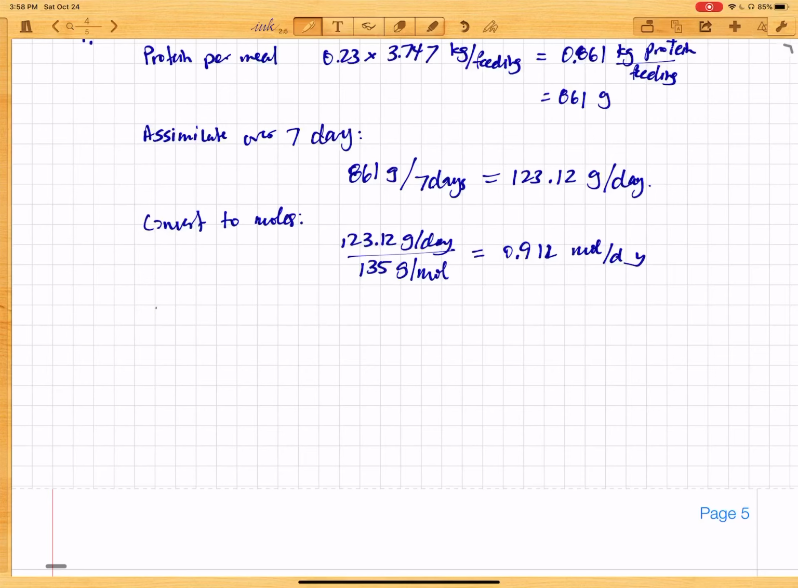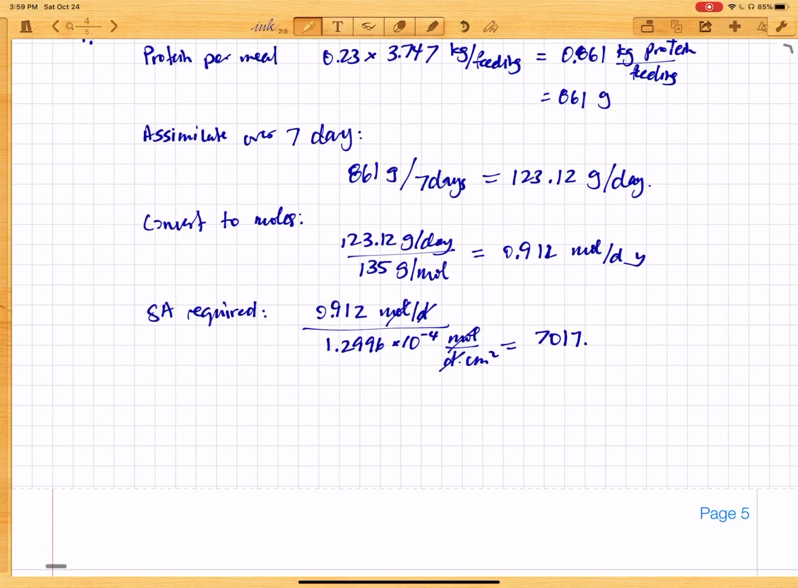Surface area required: we can just use the same transporter rate. So 0.912 moles per day divided by 1.2996 times 10 to the minus 4 moles per day per centimeter squared. And again, this will cancel, and we get 7,017.54 centimeters squared.